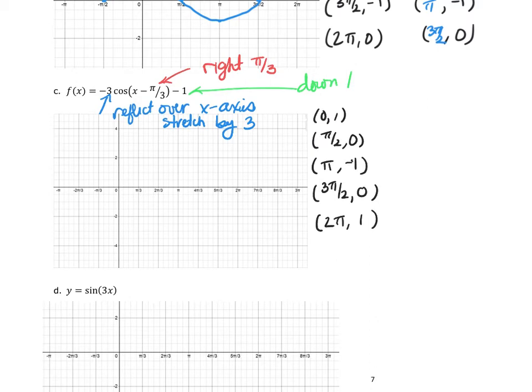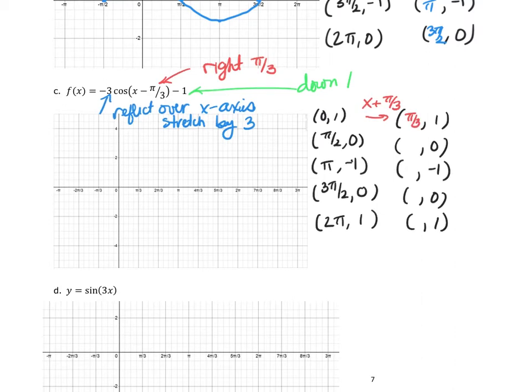So let's go ahead and do this step by step. Let's do our first one, which is all of my x's are going to add pi thirds to it. So I still have 1, 0, negative 1, 0, 1 as my outputs. But this is going to go to pi thirds. The next point should go to 5 pi over 6. The next point should go to 4 pi over 3. Check my math on this. The next one is 11 pi over 6. And then my last one is 7 pi over 3. Okay, so that takes care of the phase shift.